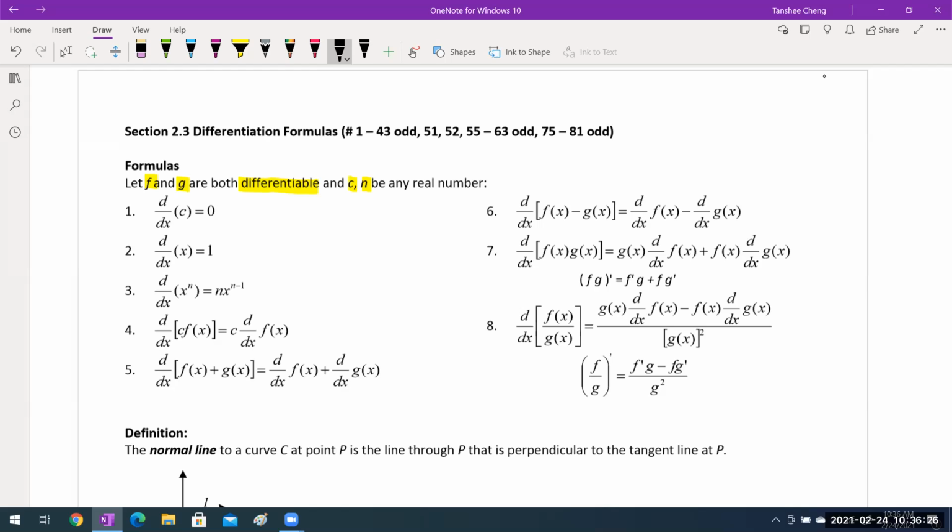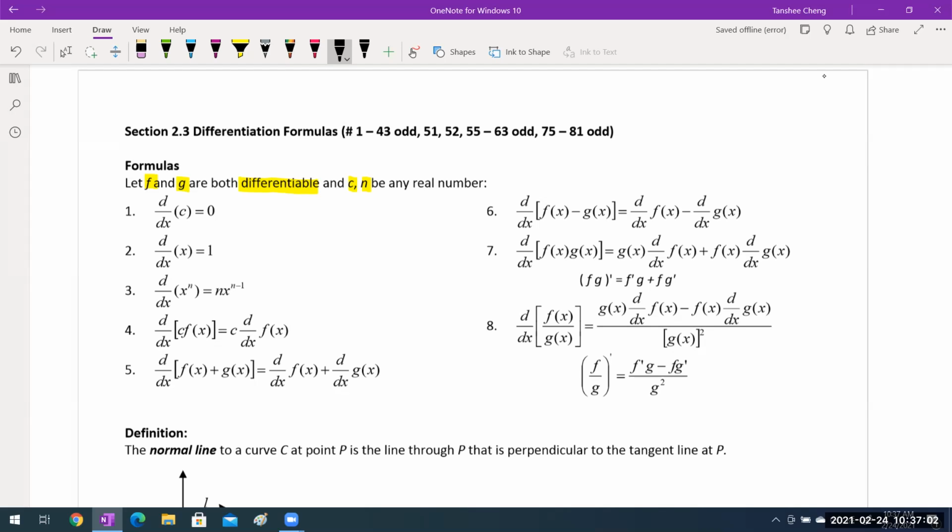So the derivative of a constant is 0. I can show it to you: if it is a constant c, the function y equals c is basically a horizontal line. And what is the slope of the tangent line at any point on this horizontal line? It is always 0. Remember, the first derivative can be associated with the slope of the tangent line on a graph at any point.